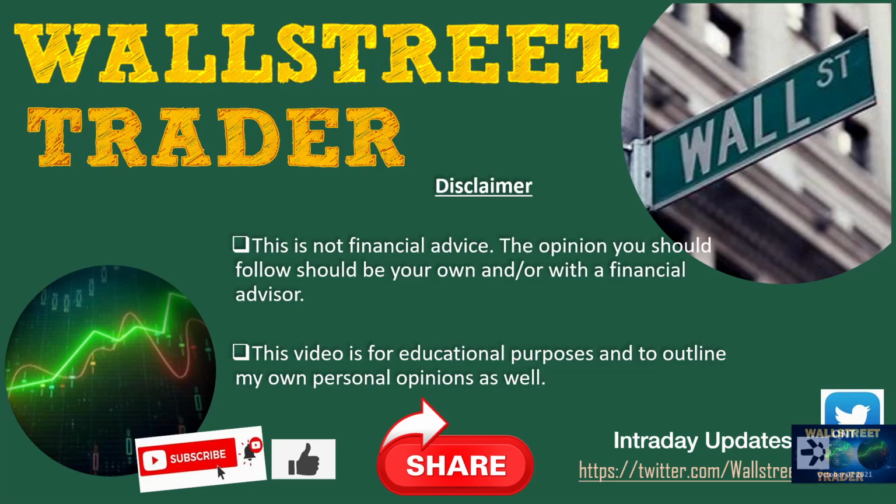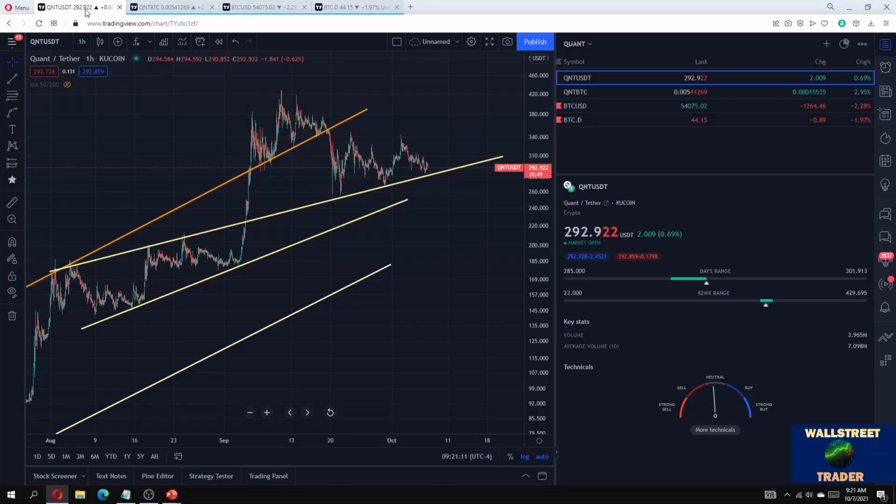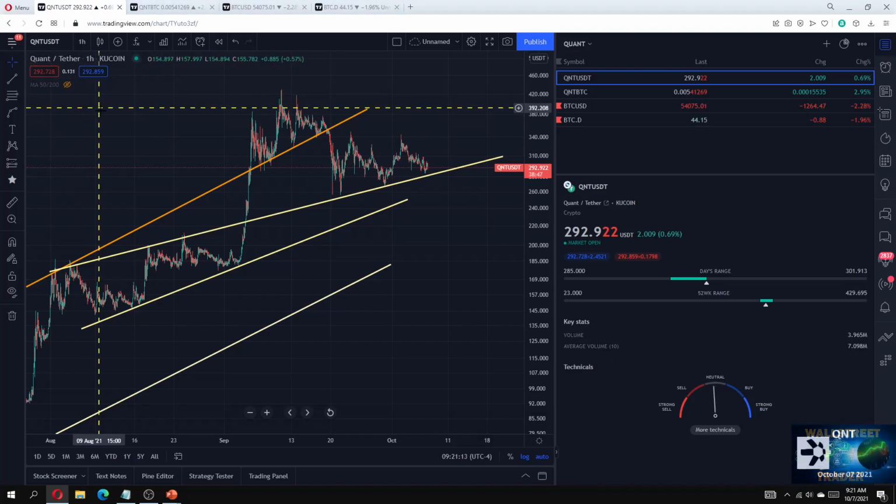This is no joke. It is the Quant Network, and it's big. Intraday updates are on that Twitter link below. Let's move into the markets. Okay, so where are we at?